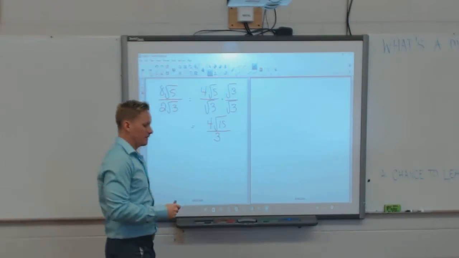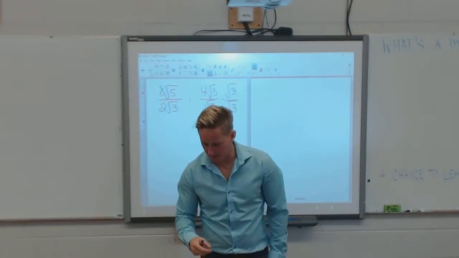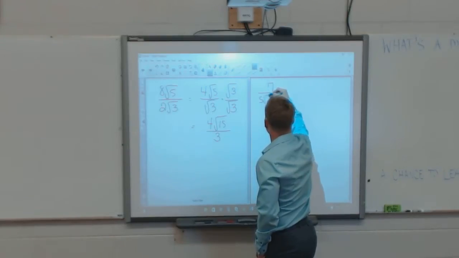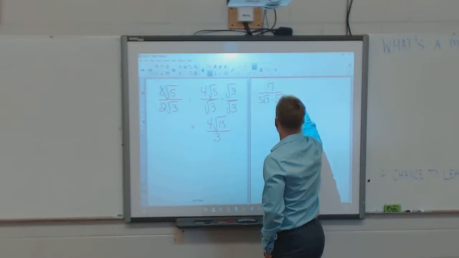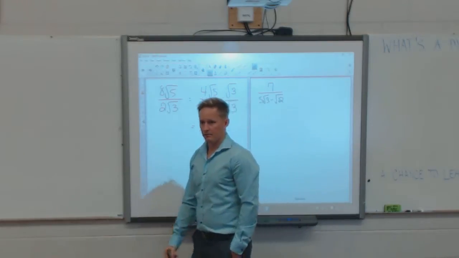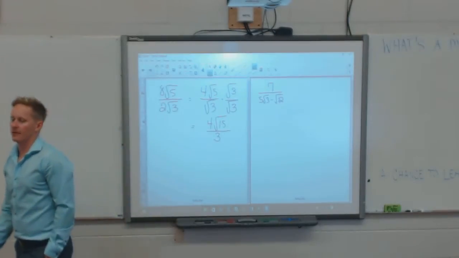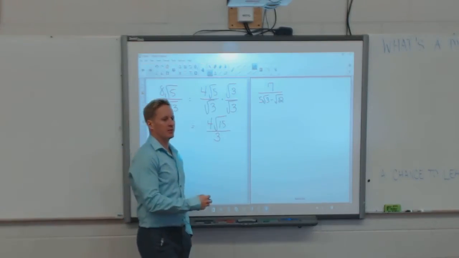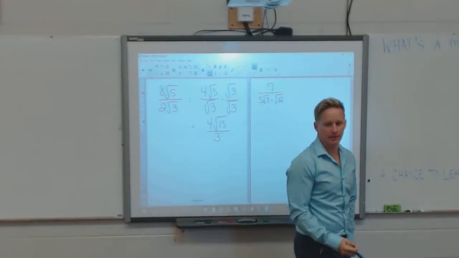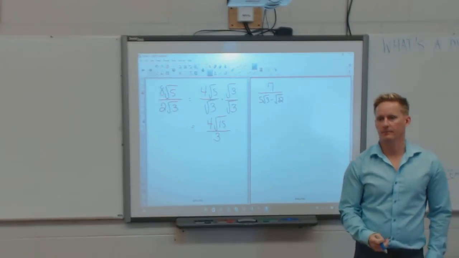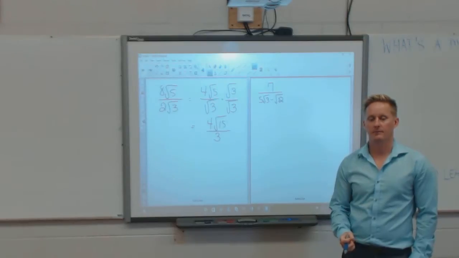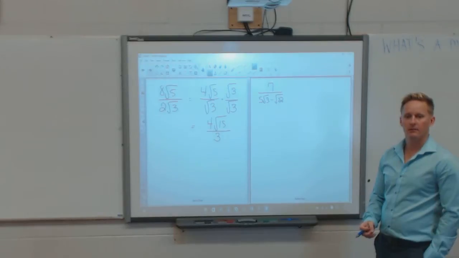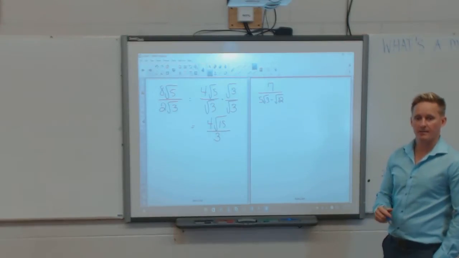Alright, so I said I'm going to get more complicated. Here it comes. I want to rationalize this denominator. So what am I going to multiply by to rationalize this denominator? 5 root 3 minus 10 root 2. What do you got, Courtney? So 5 root 3 subtract 2 root 2. So I'm going to multiply by the same thing.